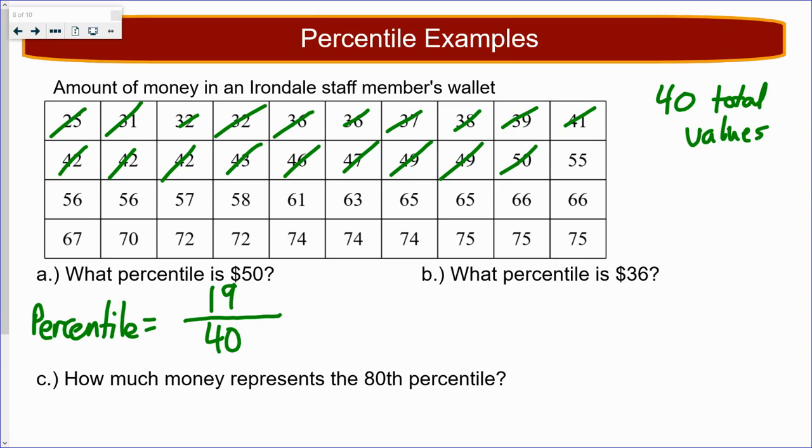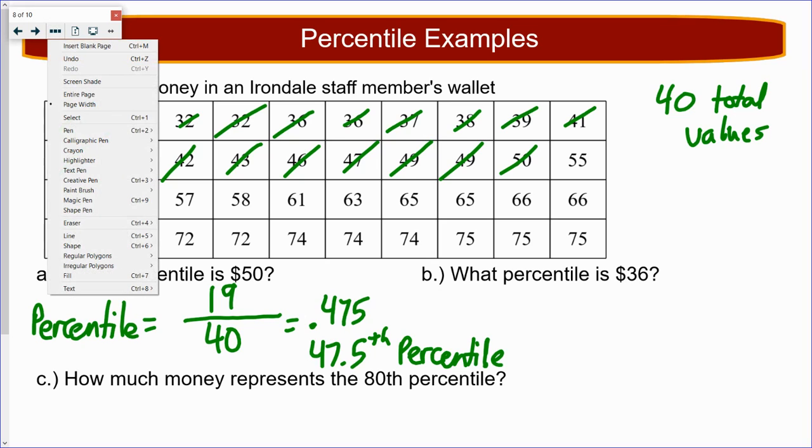And then we just do that division. 19 divided by 40 is 0.475. And we could say the 47.5 percentile. If you wanted to round that to a whole percentage, that's okay, because it's really weird to go to a decimal percentile. But that's what we're looking for.